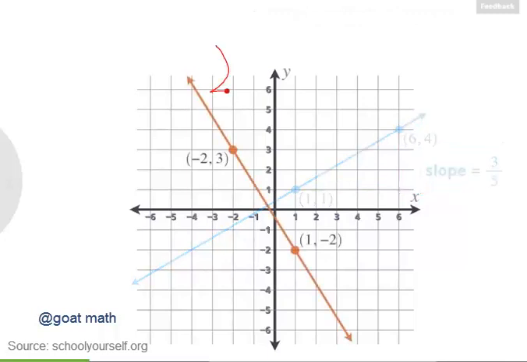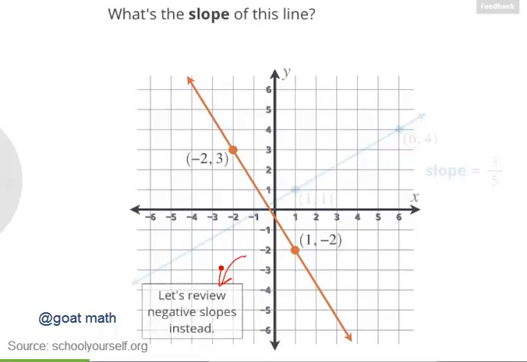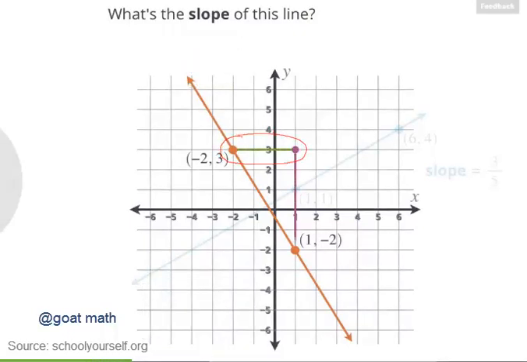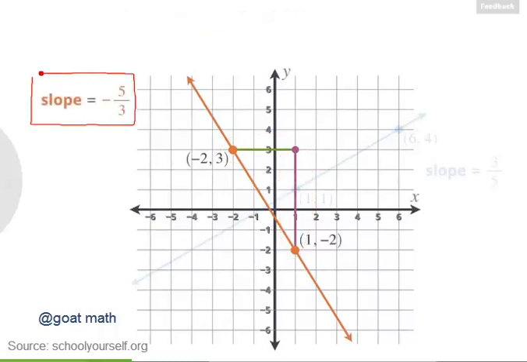Next, let's look at this line. To go from (-2, 3) to (1, -2), you can move right and then down. So it looks like this line has a negative slope. So try calculating the slope of this line, or click down here to review negative slopes. Exactly, the horizontal distance is +3 and the vertical distance is -5, so this slope is -5/3.